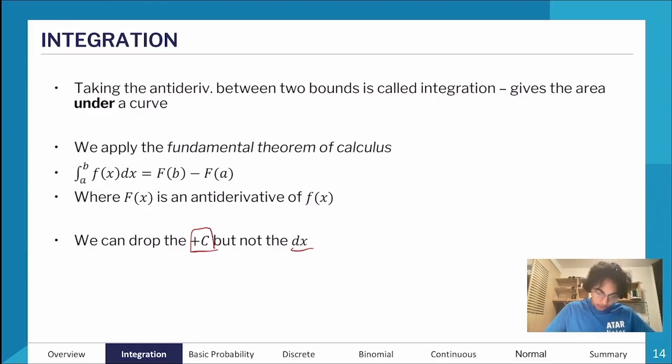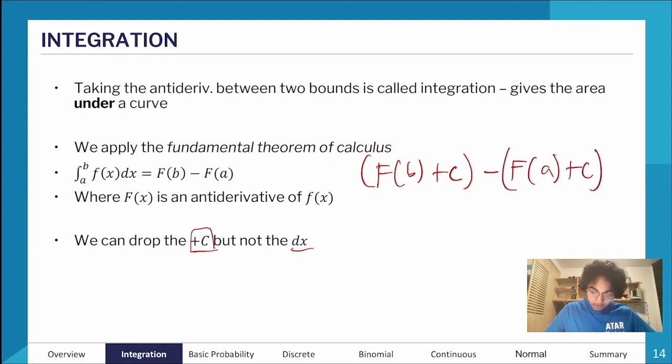So we'll see that with the first, f of b, we'll get f of b plus c, right? That's the first sort of set. And then the next one, we'll get f of a plus c like this. And you can see here that the plus c's just cancel out. So there's no point including them in the first place. So for that reason, we just don't include plus c at all.